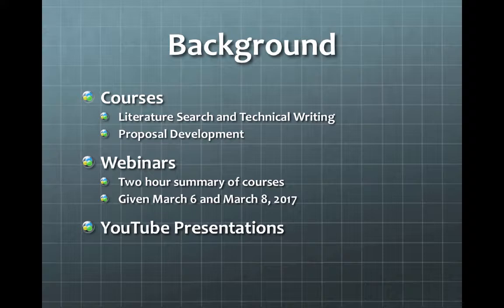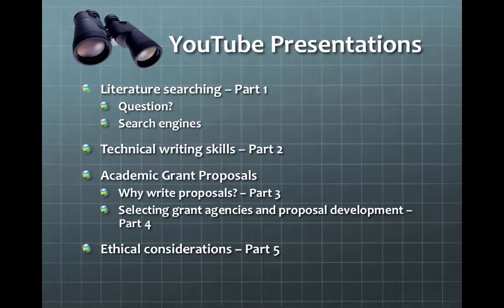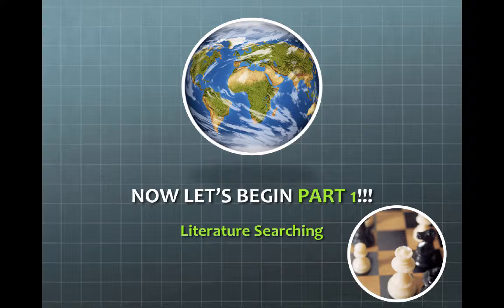Okay, so this is how this came about, and what you're going to see are 5 individual videos. This first one on literature searching, and we'll get to it in a moment, and the second one is on technical writing skills. Then we go to 2 more parts that are under the umbrella of academic grant proposals. And finally, part 5, we do a brief YouTube video on ethical considerations. Okay, so let's go ahead and get started with part 1, literature searching.